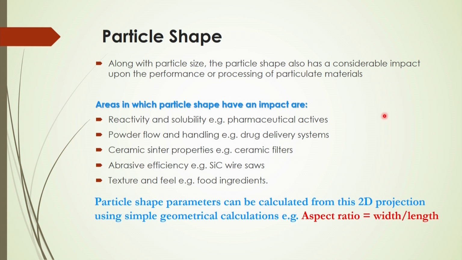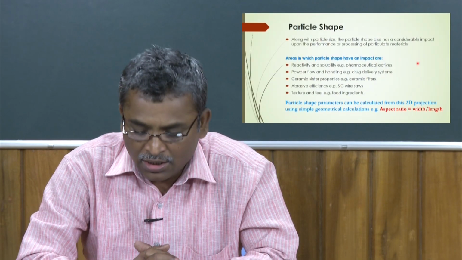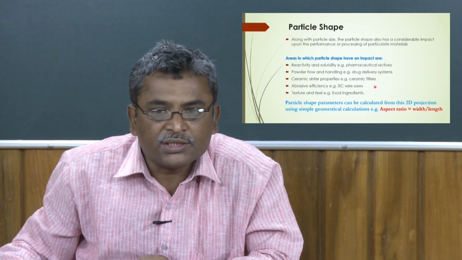Even you will see texture and feel. If you use different shapes of particles, the texture of the particles in the food as a food ingredient will vary. So, particle shape parameters, sometimes in the 2D projections, you can measure by the aspect ratio. This aspect ratio is nothing but the width of the particle and the length of the particle, by which you can represent the particle shape parameter, by which you can analyze the flow behavior inside the fluidized bed.